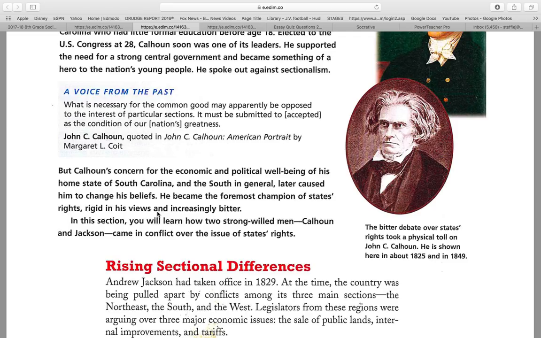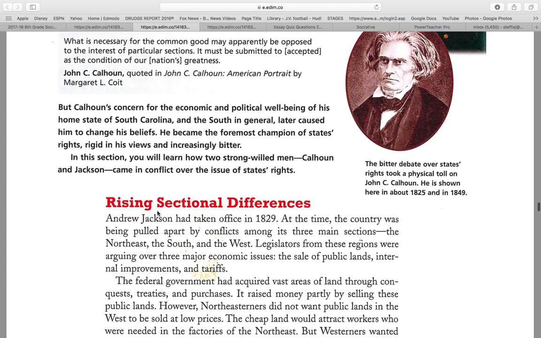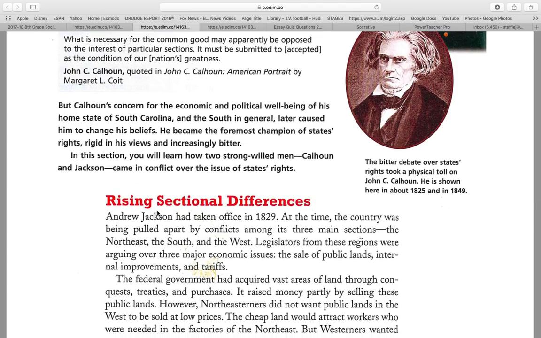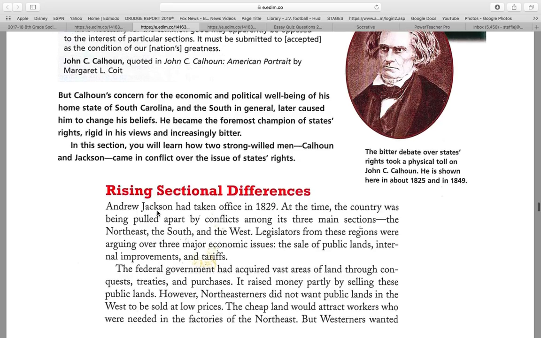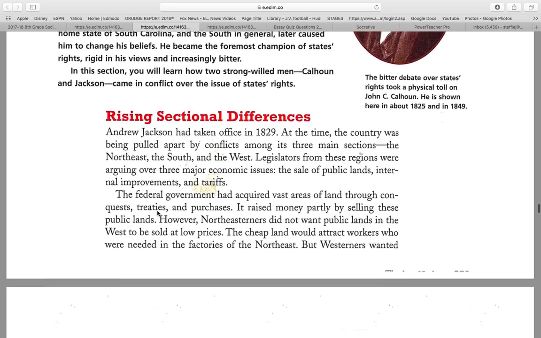But Calhoun's concern for the economic and political well-being of his home state of South Carolina and the South in general later caused him to change his beliefs. He became the foremost champion of states' rights, rigid in his views and increasingly bitter. In this section, you will learn about how the strong-willed men John C. Calhoun and Jackson came into conflict over the issue of states' rights.